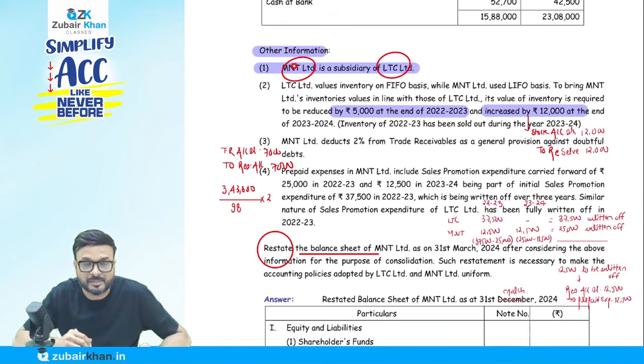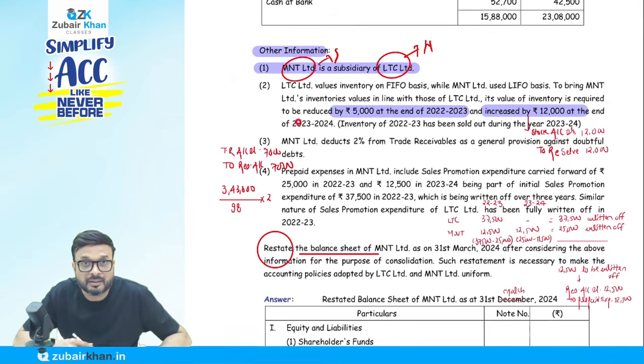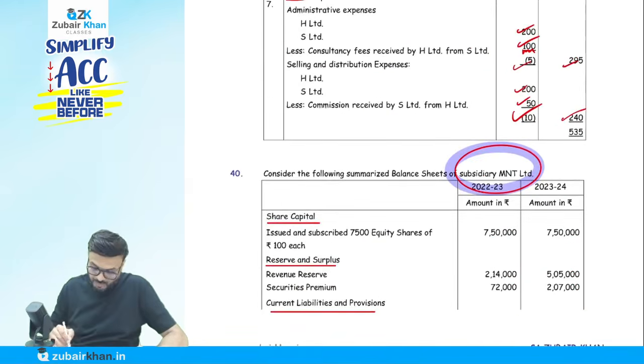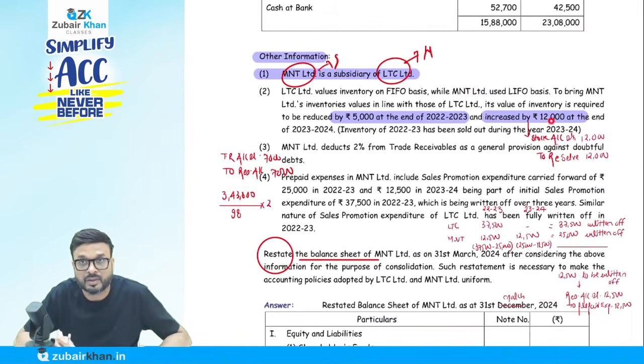To bring the M&T Limited inventory value in line with that of LTC: M&T is the subsidiary and LTC is the holding company. Let me write it down. To bring the M&T Limited inventory value in line with LTC, its value of inventory is required to be reduced by 5,000 at the end of 22-23, meaning the opening stock, and increased by rupees 12,000 at the end of 23-24, meaning the closing stock. But they say the inventory of 22-23, last year's stock, has been sold during the year 23-24.